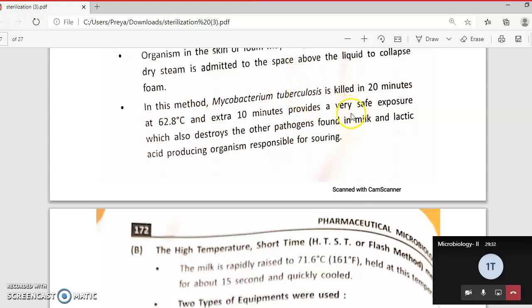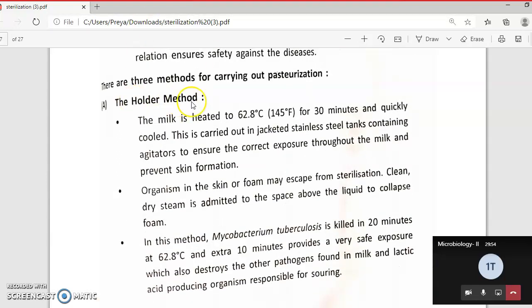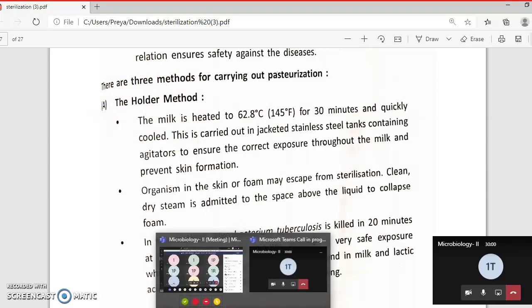Why? For very safe exposure, so that we can destroy the pathogens and make our milk safe, right? So that lactic acid producing organisms are killed, right? These are the organisms responsible for production of lactic acid in the milk. So what is this method called? The simple Holder method. Is it clear?